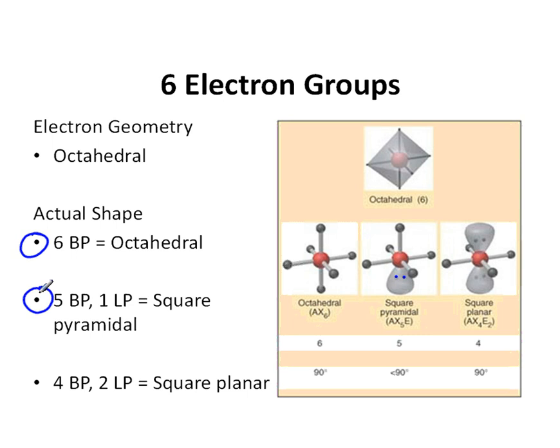What happens if we take away another set of electrons in a bond? So now we have 4 bonded pairs and 2 lone pairs. The shape of this one's called square planar. Here with all of the 6 groups, they're all arranged equally around the central atom, so the bond angles are approximately 90 degrees.